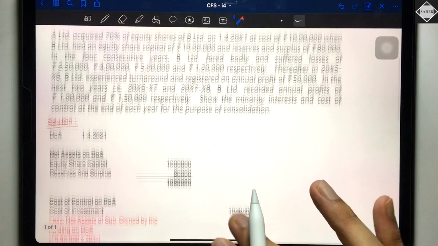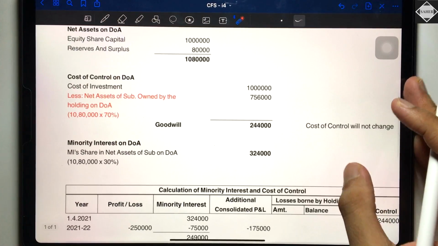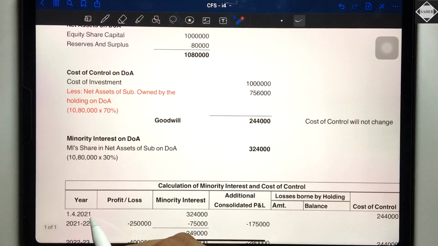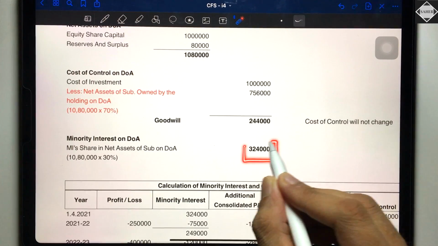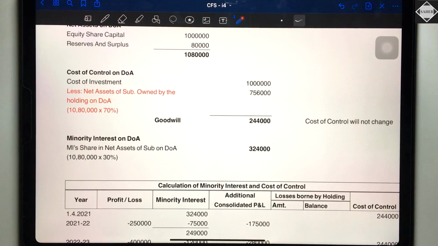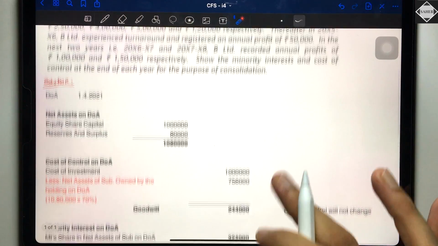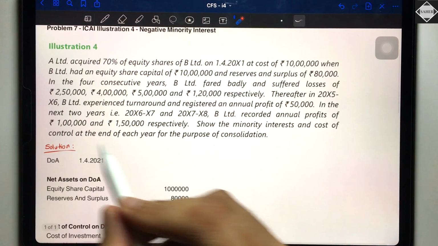Now the first date is the date of acquisition, 1st April 2021. You have to begin from there. What was minority interest? Minority interest was this. That's why we had to do this. So this 3,24,000 will come over here. Is that clear? Simple. After that, you have to go on looking at the losses.